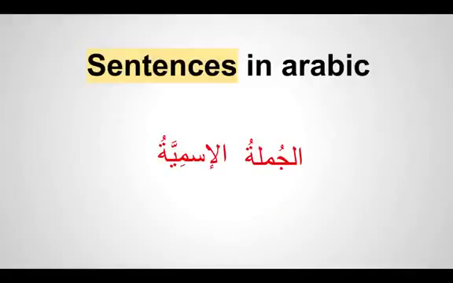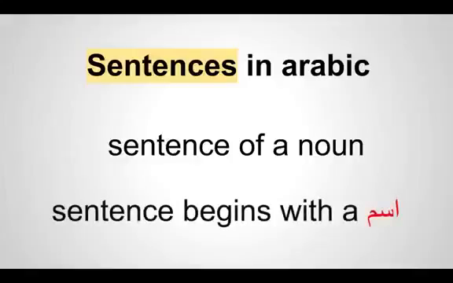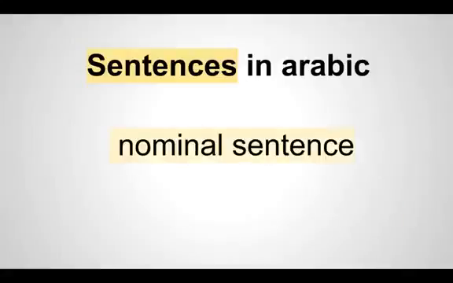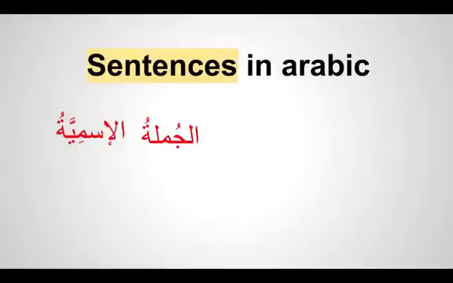So what is Jumlatul Ismiyah? It is a sentence of a noun, which means the sentence begins with an ism, or the main subject of the sentence is an ism. In English we call it a nominal sentence. This Jumlatul Ismiyah has two parts to it. When we read the sentence, we have to look for these two parts. What are those two parts?